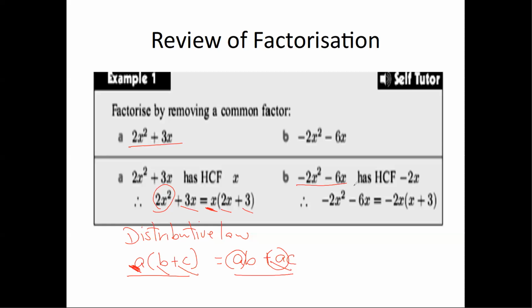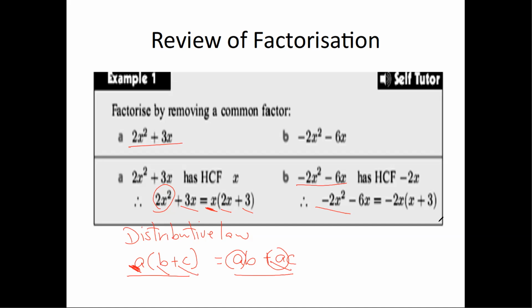But you will see later on, as we go deeper into this, that taking out the negative very often is advantageous. So even though we're looking for the highest common factor, we're not taking out 2x, but negative 2x. So negative 2x squared divided by negative 2x will give us x. Negative 6x divided by negative 2x will give us 3. Y'all follow how I get that?